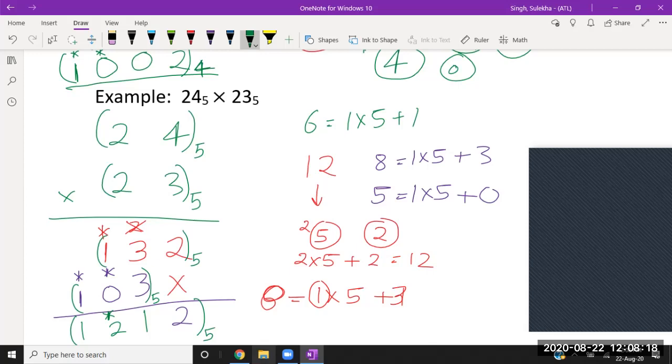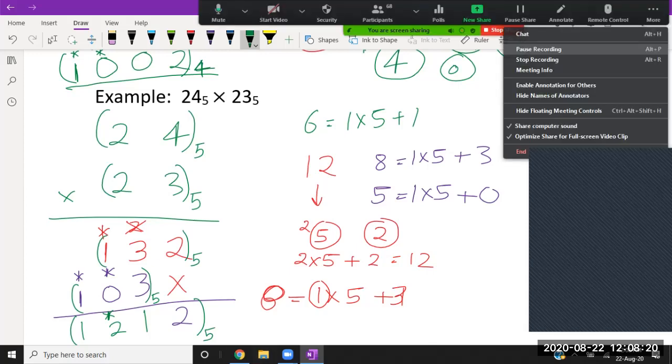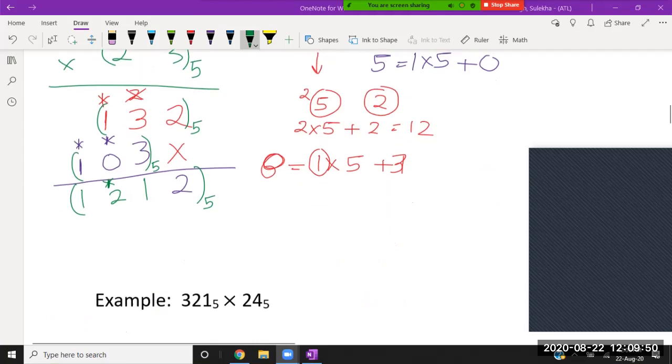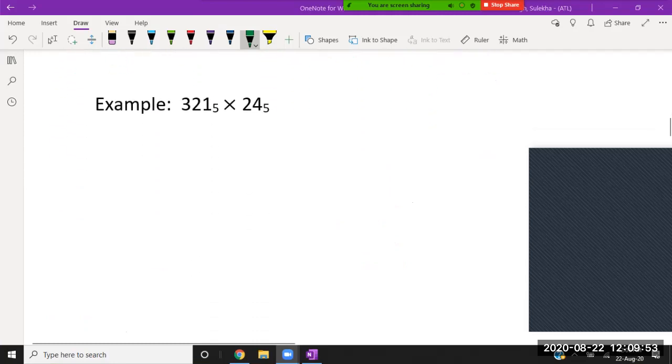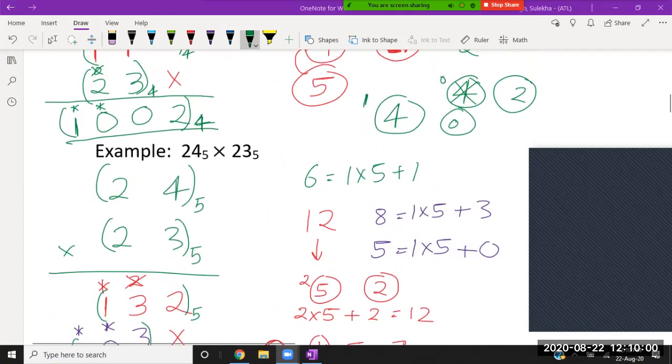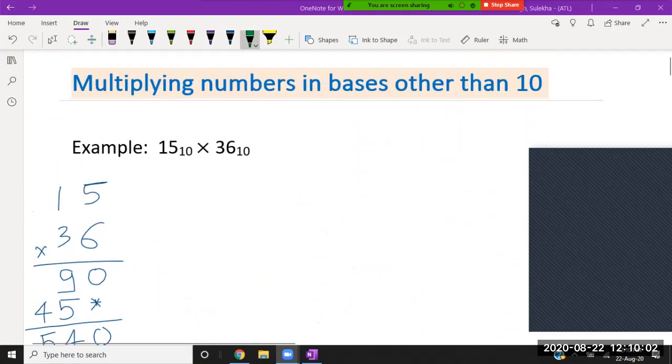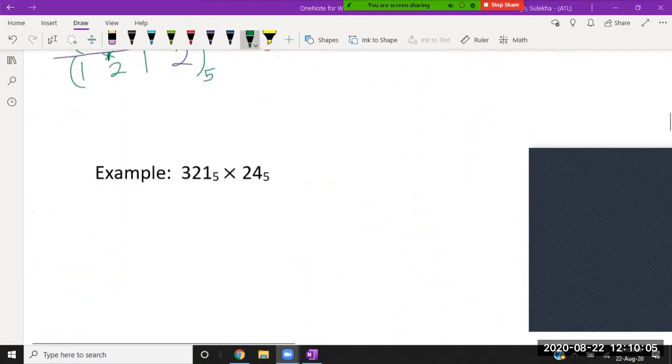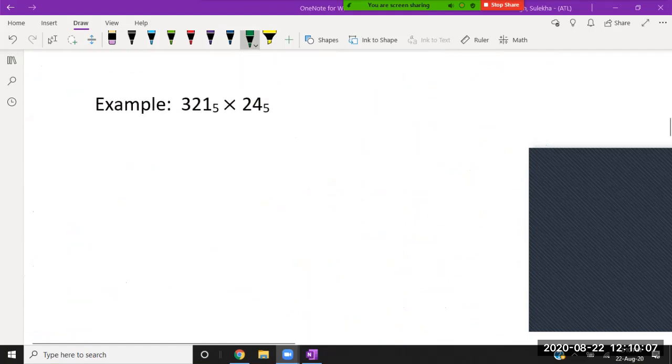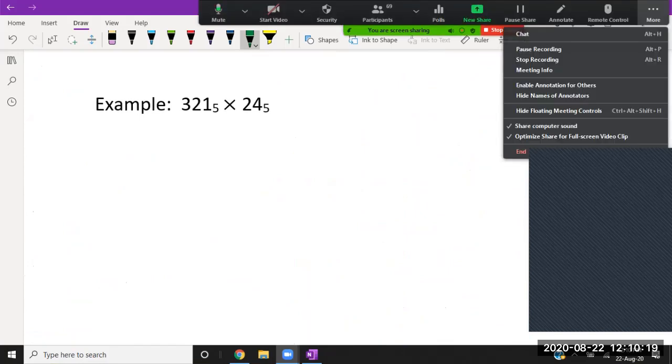Is that clear? Most of you have already got it correct. If it is clear, you solve this one and write your answer in the chat box. Previously you have solved for base 5, base 4, base 10. Base 10 you already know, and you have interpreted some concepts from base 10 multiplication for other bases' multiplication. So you need to implement those concepts in this question also. Solve it and write your answer in the chat box.